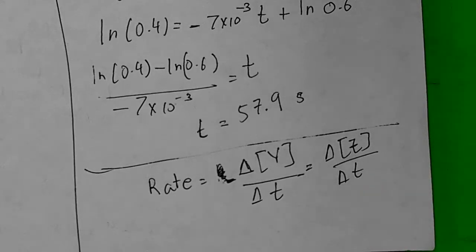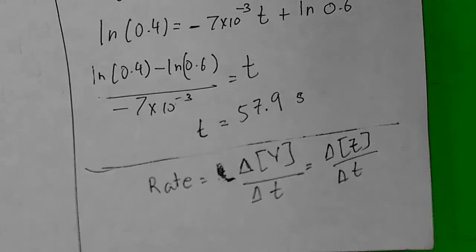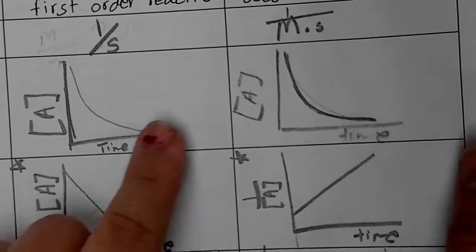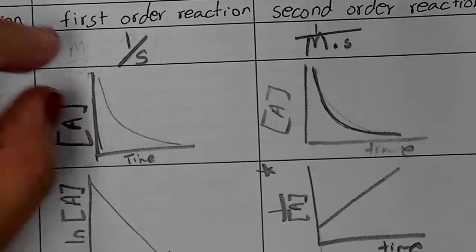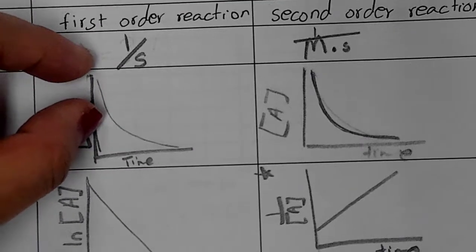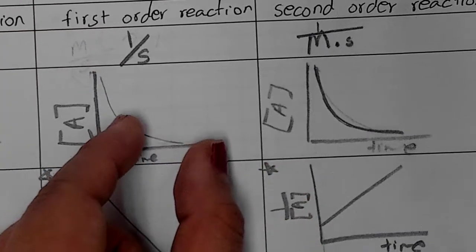Example, let me see. Where's my graph? I have too many papers, not the correct one. This one. Okay. Take a look at this one, and this one. Do you see how the rate is changing? The changing concentration over time is a much bigger value here than down here.